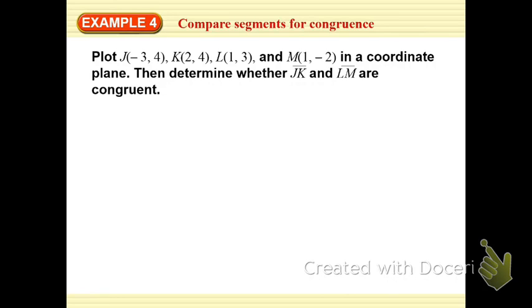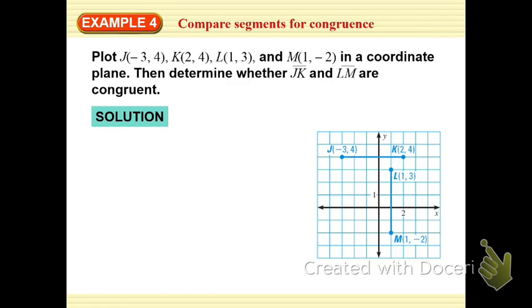Okay, compare segments for congruence. All right, we'll just go through this really quick here. If we plot these points, we're going to determine if they're congruent. So I plot JK, I plot LM, and since they're horizontal and vertical, I can count the boxes. 1, 2, 3, 4, 5. JK is 5 long. What about LM? 1, 2, 3, 4, 5. It's 5 long.